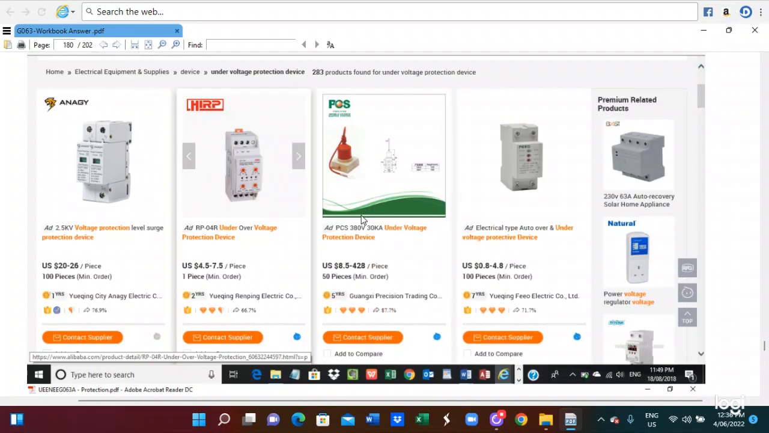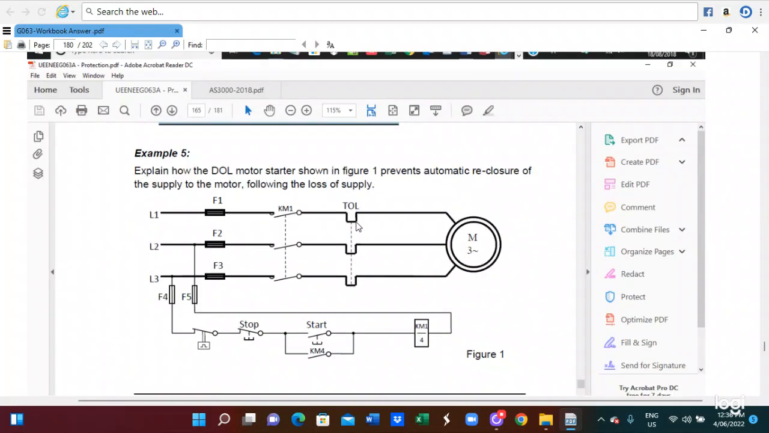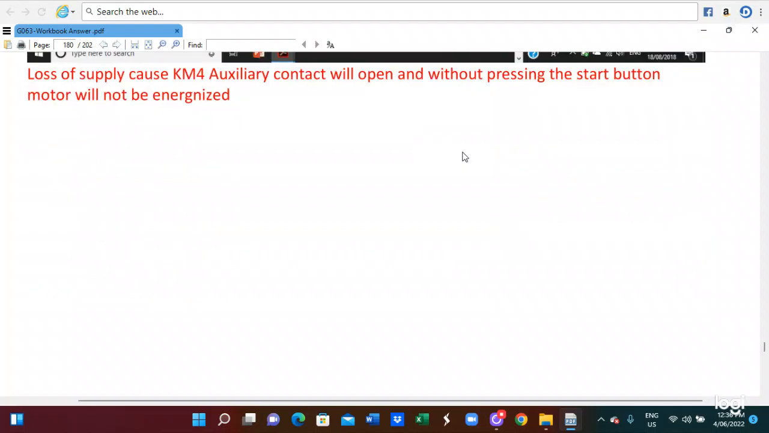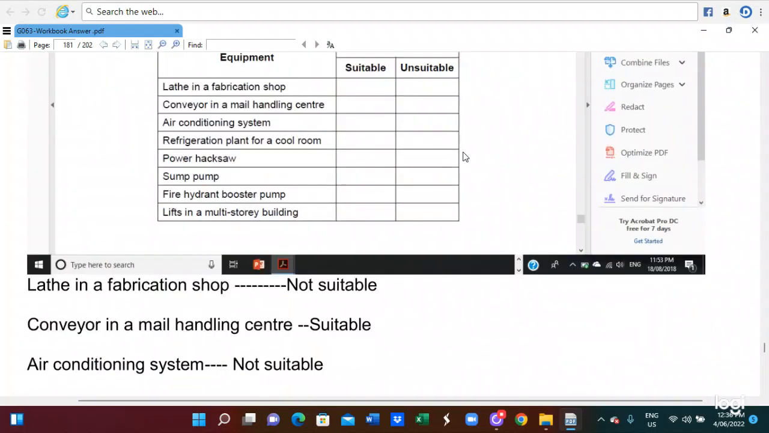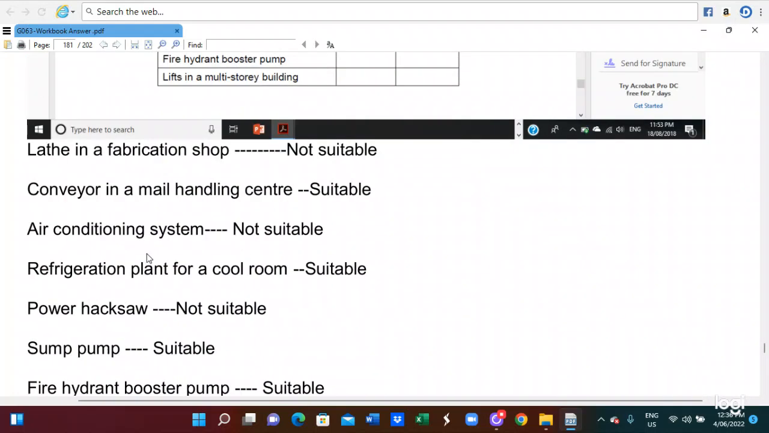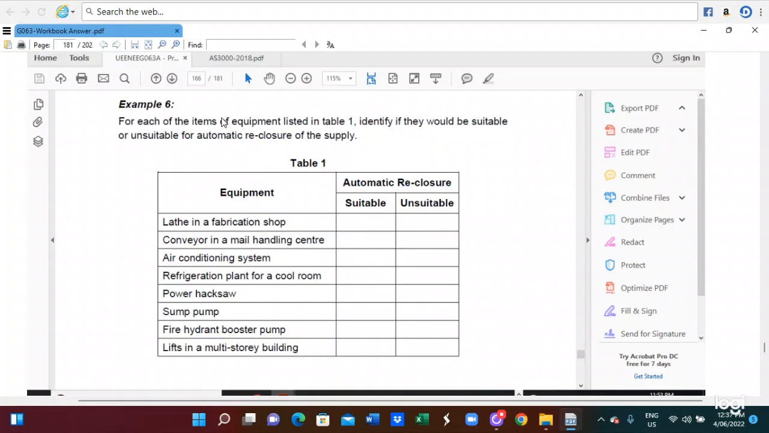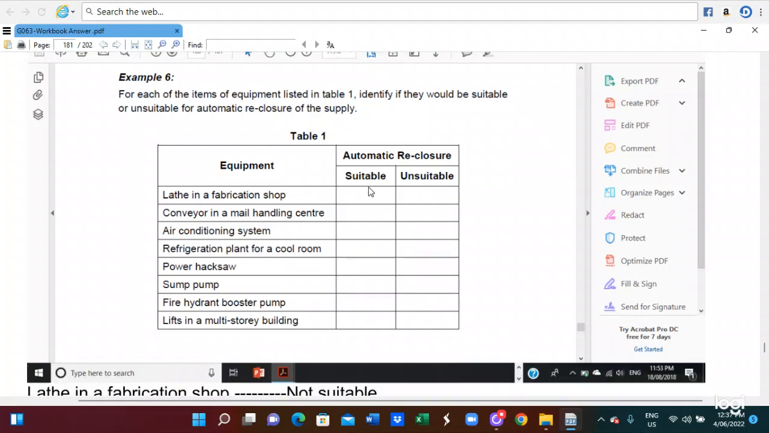So last week we talked about page 180, where we saw the diagram of the three phase direct online starter construction diagram. So we can see the wiring circuit. Also read as page 181. Which should be suitable or which should not be suitable?